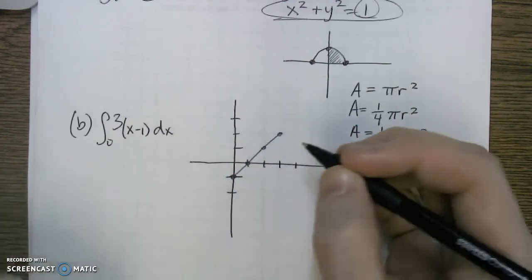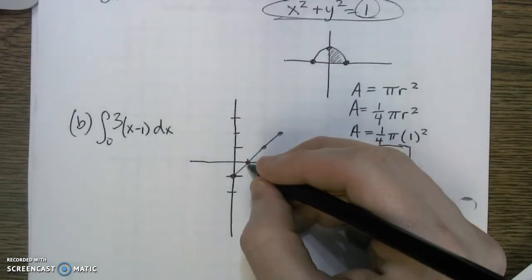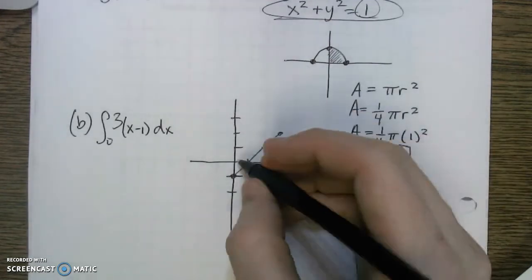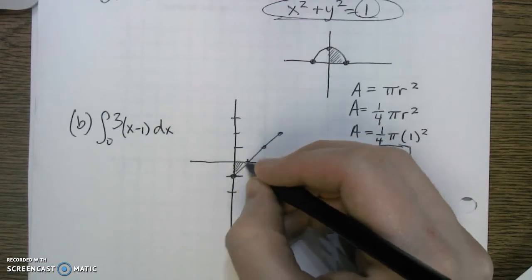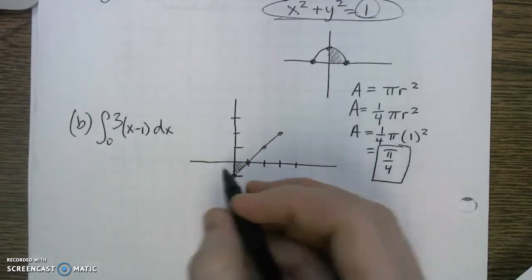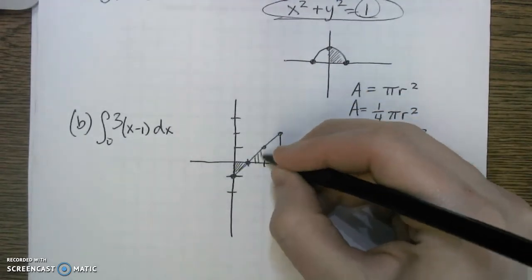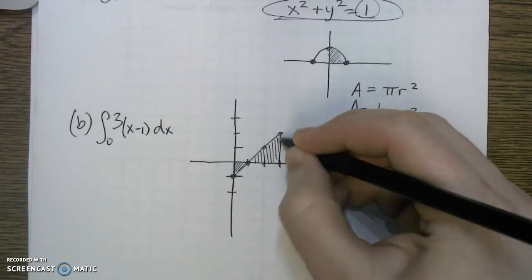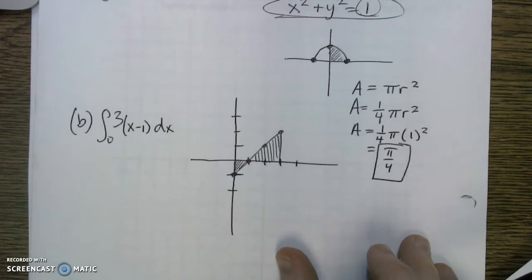And they want the area under the curve. So what we've got here then is this area from 0 to 1 is negative, and it's a triangle. And then I've got this area here, which is above the x-axis. So that's a positive area, and it's also a triangle from 1 to 3.